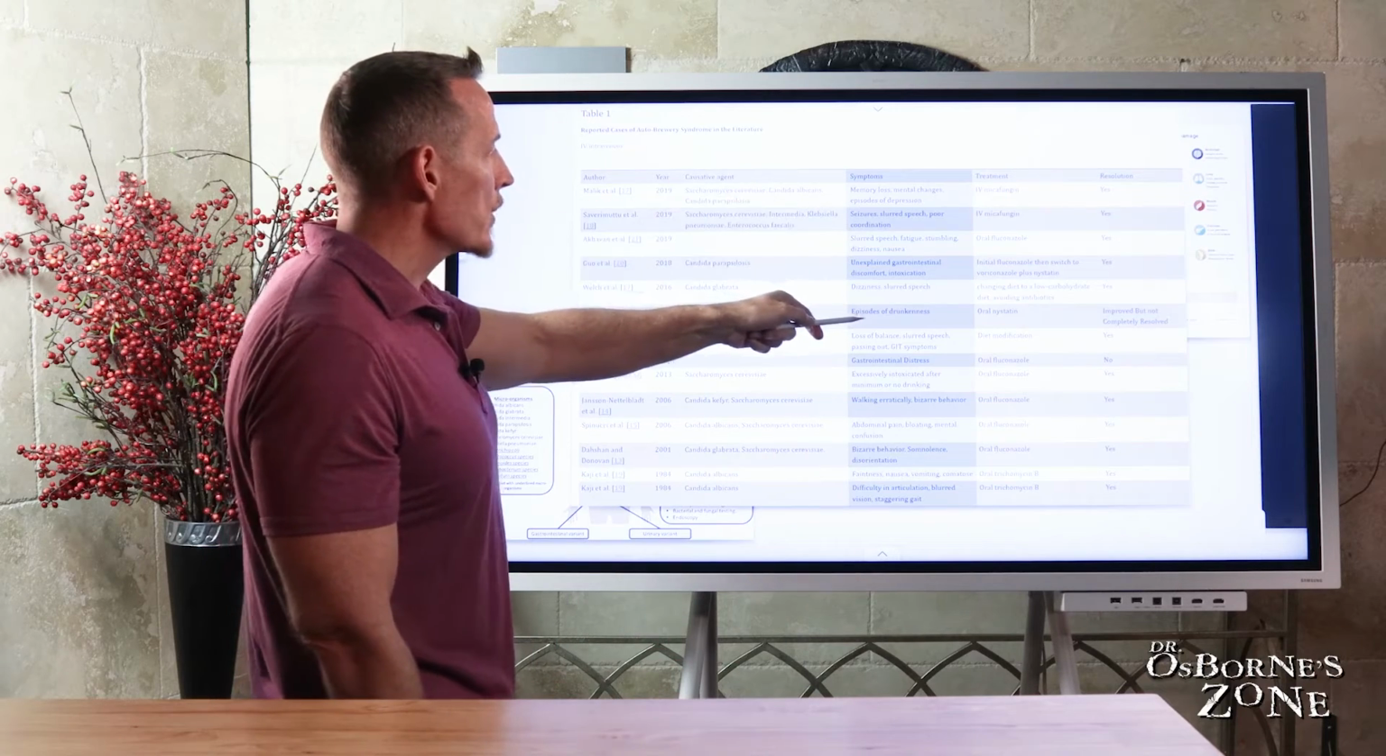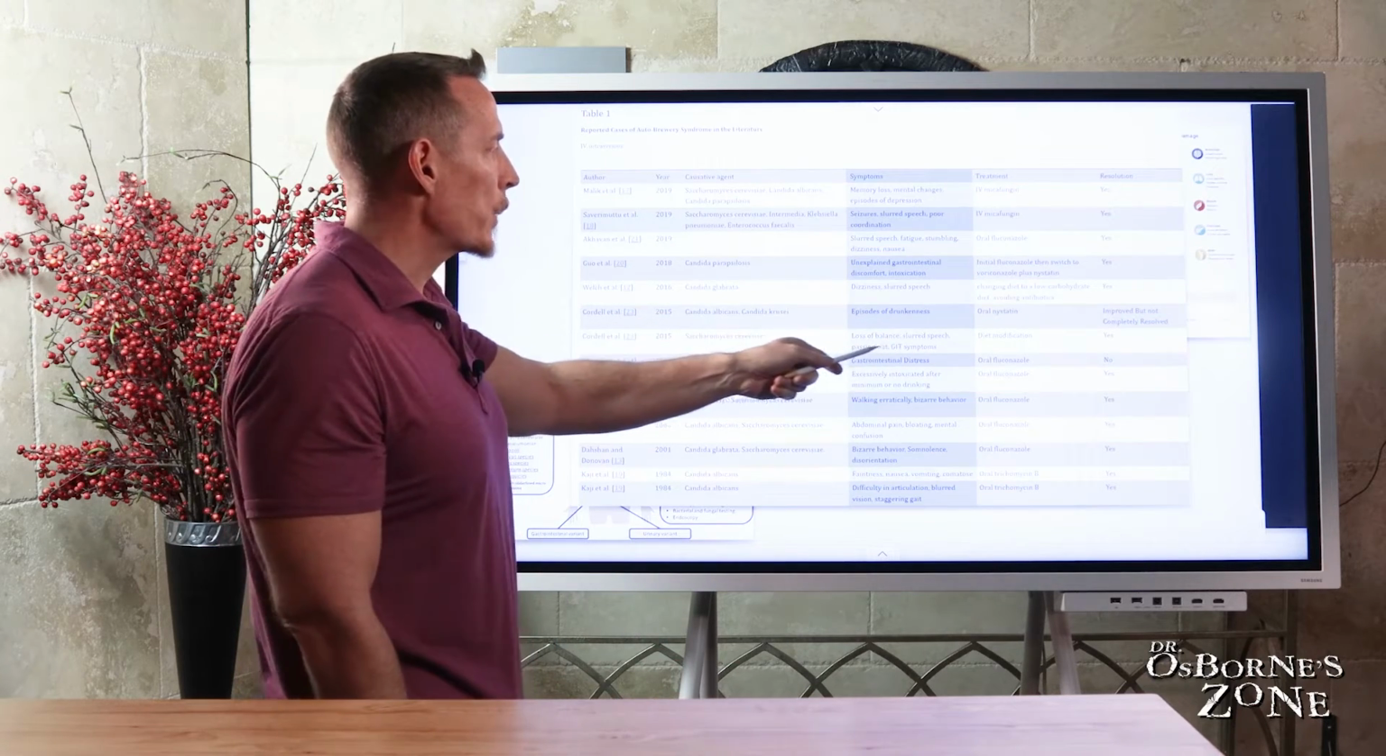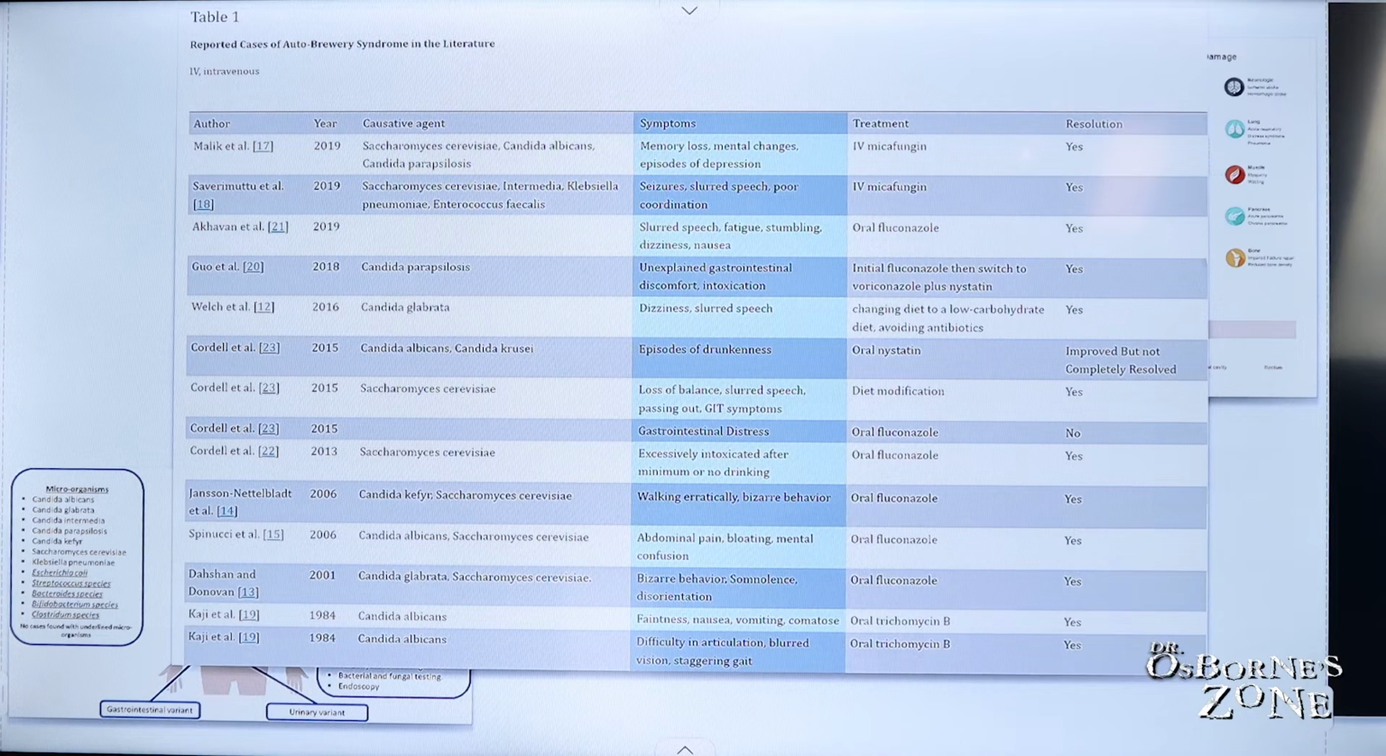keep going. Episodes of drunkenness, loss of balance, slurred speech, passing out, gastrointestinal distress, excessive intoxication after minimum or no drinking, the cheap drunk, right? The person that says, I only need one drink and I'm drunk. Walking erratically, bizarre behavior, abdominal pain, bloating, mental confusion, somnolence, disorientation, faintness, nausea, vomiting, comatose, difficulty in articulation. That describes a huge chunk of the population. Blurred vision and staggering gait. Now, these are all symptoms of Auto Brewery Syndrome.